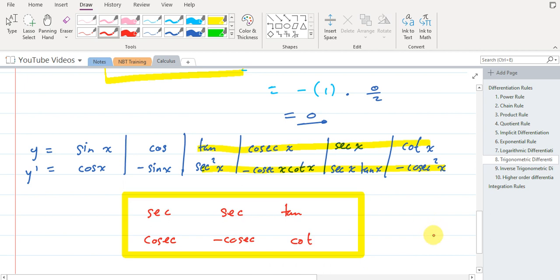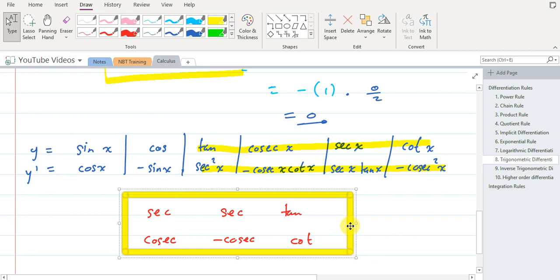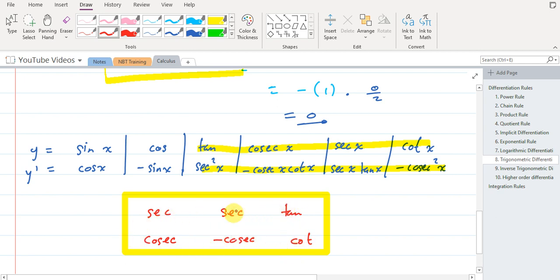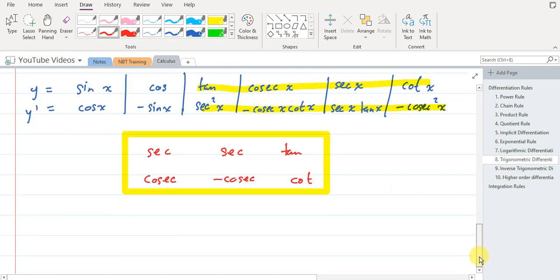So how this table works is that if I differentiate sec x, I get sec x tan x. If I differentiate tan x, I get sec times sec, which is sec squared x. If I differentiate cosec, I get negative cosec x cot x. If I differentiate cot x, I get negative cosec squared x. So if you differentiate one of them, you get the other two. So that's the beauty of this table.